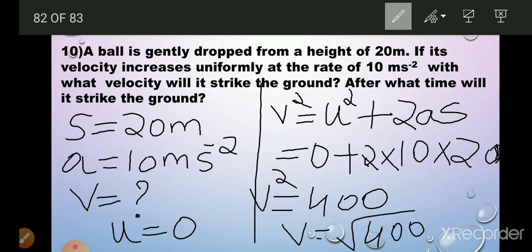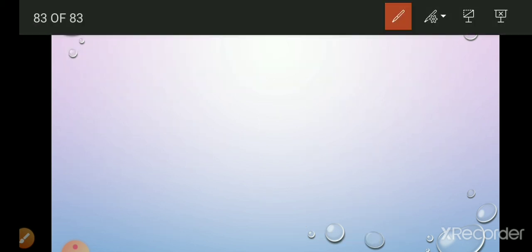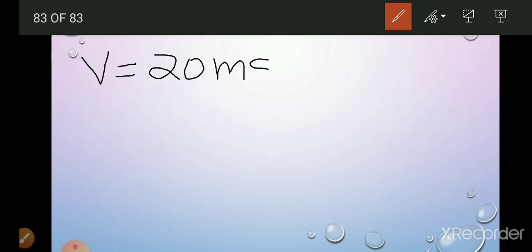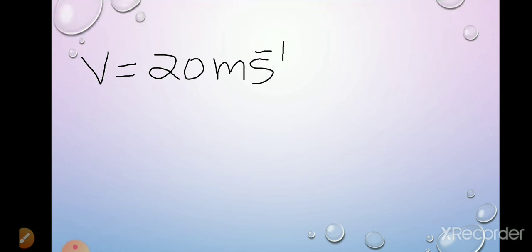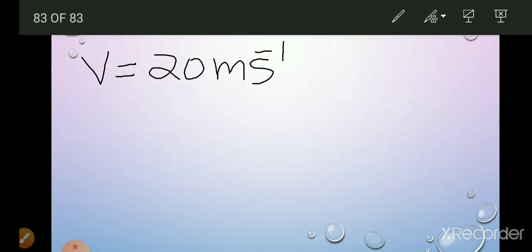So the value of root 400 is 20. So it is 20 meter per second. Root 400 is 20. Okay, 20 meter per second. So the final velocity, when it is dropped, it is having the velocity of 20 meter per second. We have to find the time also. So we have to find the time.